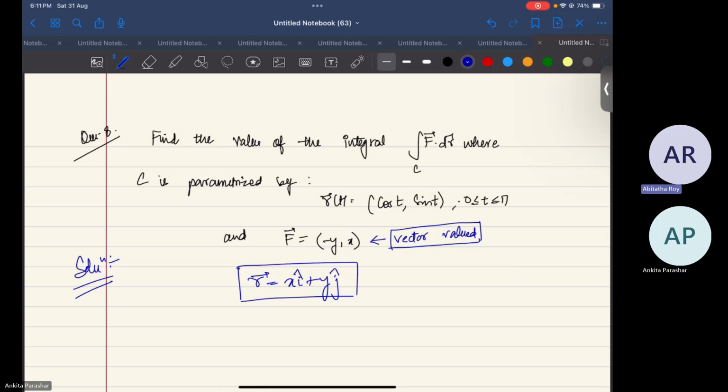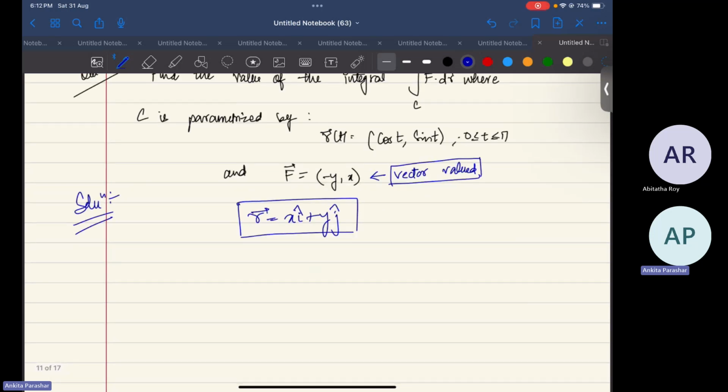Final answer is 0. 0, is it? Let me see. It should not be 0. I think you recheck once. Okay, let's do it together then. You can see it. For F of r(t), if you remember, times r prime t, both vectors, dot product makes sense, dt over the curve 0 to pi.